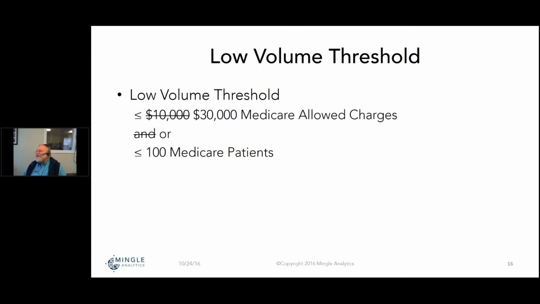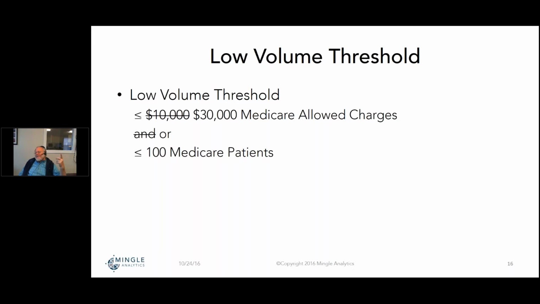There's still a low volume threshold, but it's easier to hit. They changed the 10,000 to 30,000 in allowed charges. So anyone with $30,000 or less in Medicare allowed charges will not be subject to the MIPS adjustment. And anyone with 100 Medicare patients or less will not be adjusted.